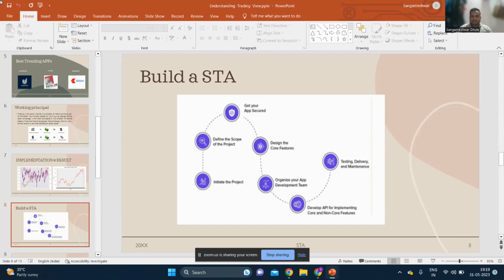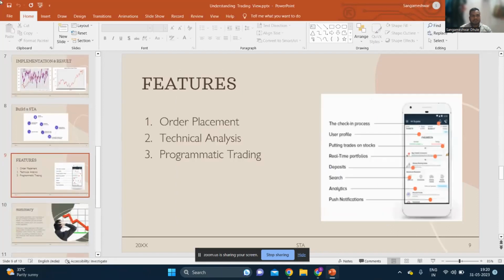And then maintenance starts. Okay, so here are some of the features of our application. First of all, we have order placement, then technical analysis must happen there, and programmatic trading. Other than that, we are going to add a button for the check-in process, and we must add a user profile. Then there should be an option for putting trades on stock. Then the portfolio is a must. Then we must have deposits, and we must add a search option there. Then analytics should happen, and notifications should be there.